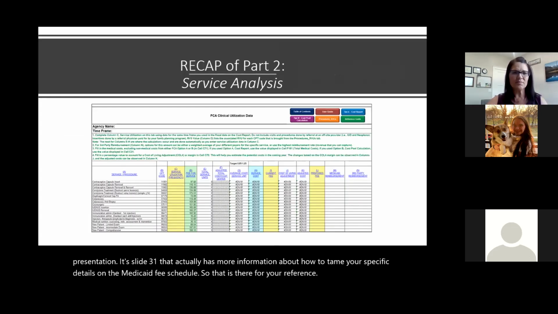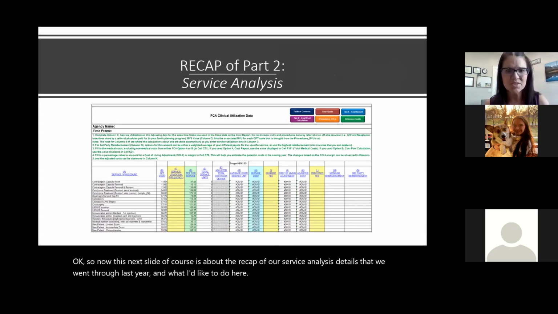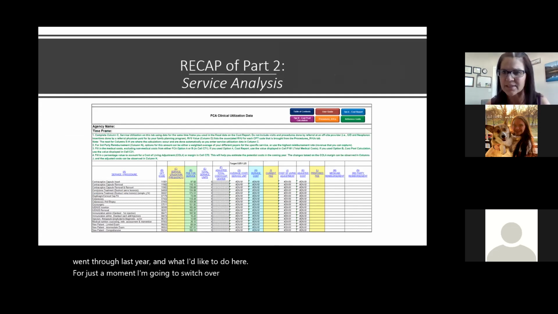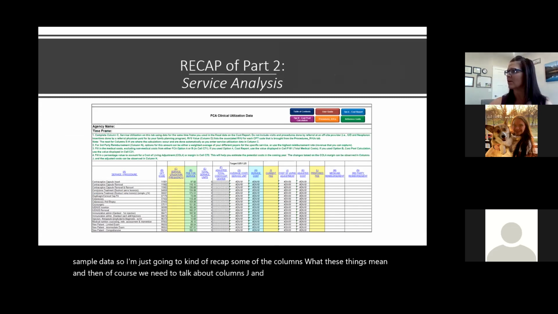Okay, so now this next slide, of course, is about the recap of our service analysis details that we went through last year. And what I'd like to do here for just a moment, I'm going to switch over to the spreadsheet itself that contains some sample data. So I'm just going to recap some of the columns, what these things mean. And then, of course, we need to talk about columns J and K here that include our cost of living adjustment. And where does that come from?